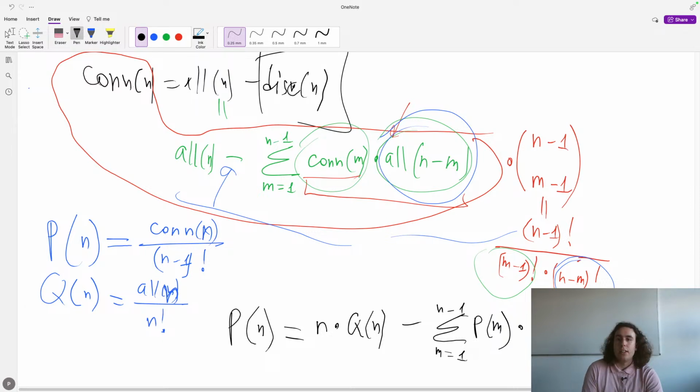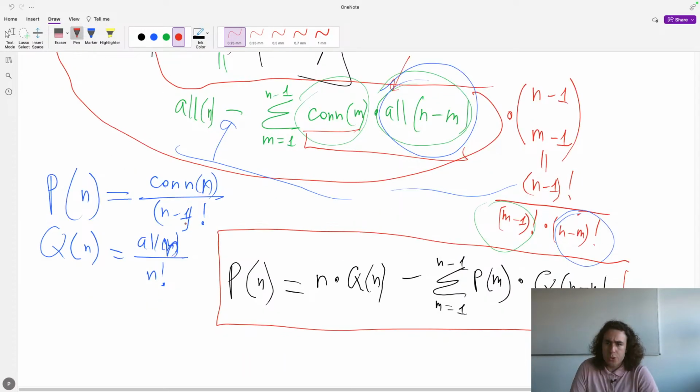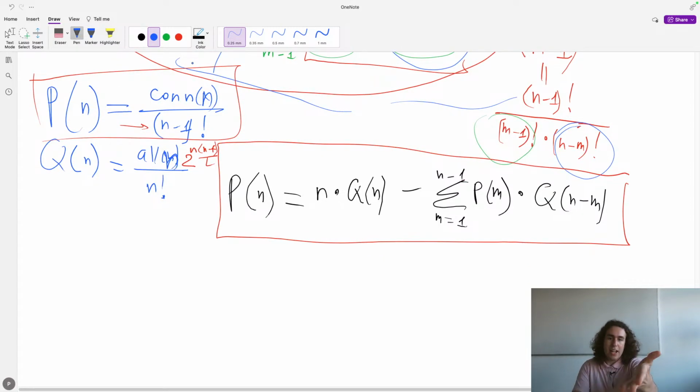Now we indeed have a convolution. This is good. So Q we know. Q is easy, it's 2 to the power of n times n minus 1 over 2, over n factorial. This can be calculated. And we want to learn P. If we learn P, after that we can just multiply by the factorial and get the answer, how many connected graphs there are. So we want to compute P that depends on P and Q, where we know Q, but P depends on itself. So it's some kind of online FFT.